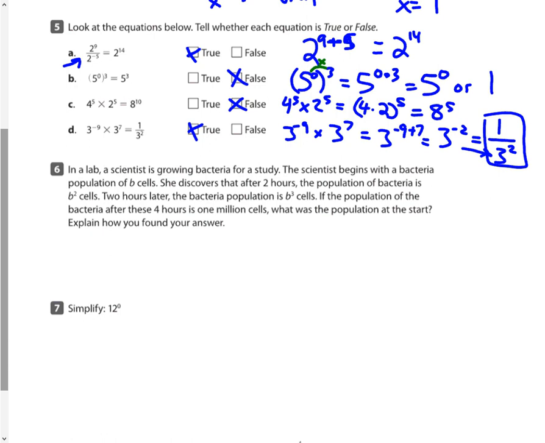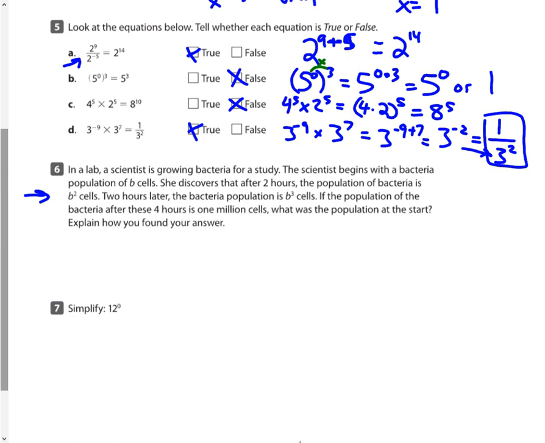So number 6. In a lab, a scientist is growing bacteria for a study. The scientist begins with a bacteria population of B number of cells. She discovers that after 2 hours, the population of bacteria is B squared. 2 hours later, the bacteria is B cubed. If the population of bacteria after these 4 hours is 1 million cells, what's the population at the start?